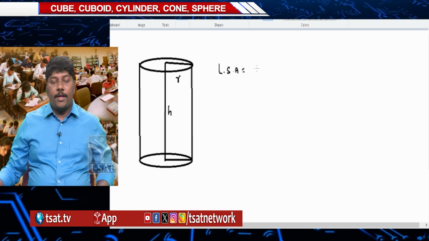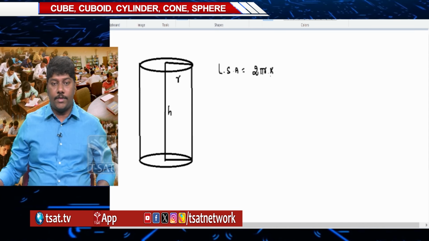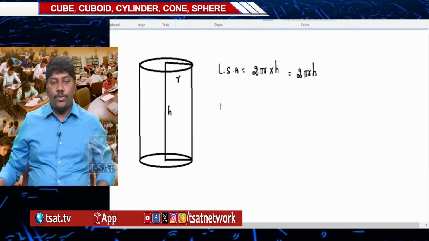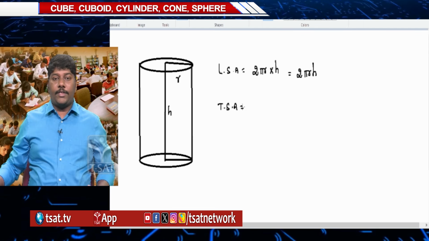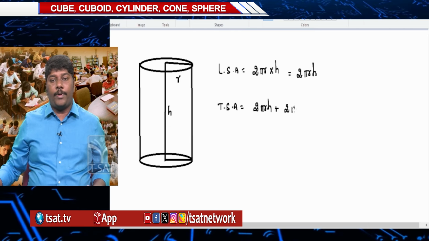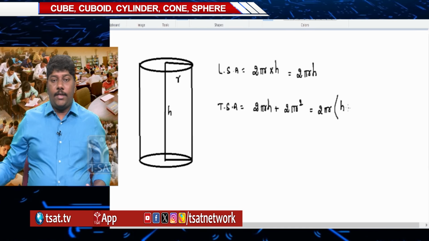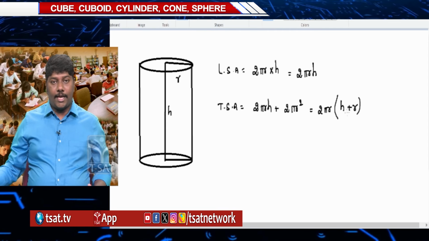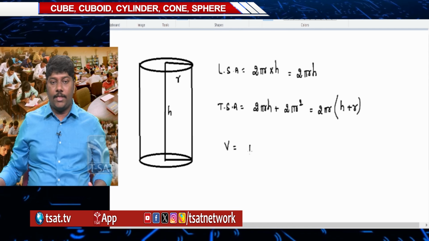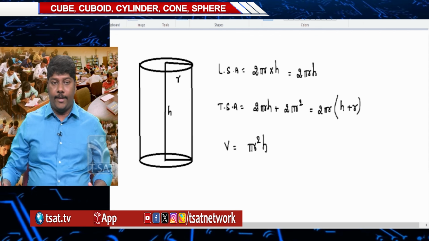Lateral surface area is base perimeter into height. Base is a circle, therefore 2 pi r is the perimeter, or circumference, of the circle, into h. So, the lateral surface area is 2 pi r h. When it comes to total surface area, along with the lateral surface area 2 pi r h, you need to add two circles, which is 2 pi r square. If you take 2 pi r common, you will get h plus r. This is the total surface area of the cylinder. When it comes to volume, we know for a prism, volume is base area, that is pi r square, into h. So, this is the volume of the cylinder.